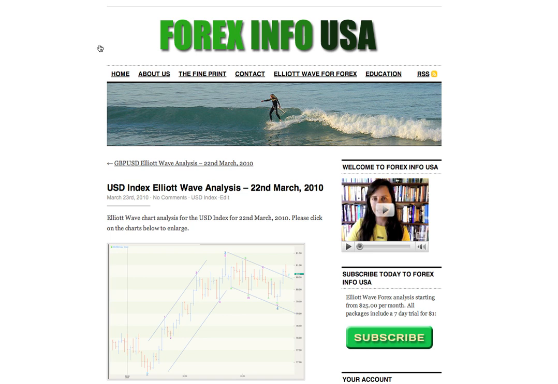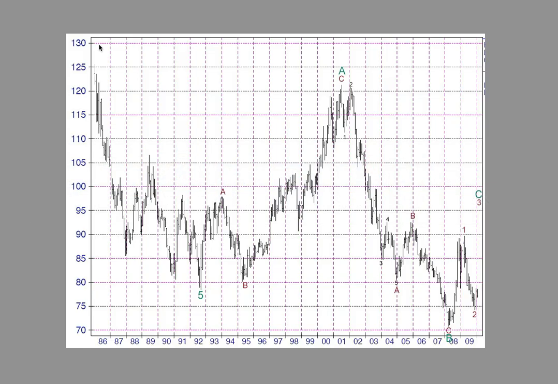I'm going to start this analysis as always with a look at the bigger picture with a chart going back to 1985. Let's have a look at some cycle degree waves. We had 5 waves down followed by 3 waves up, 3 waves down, and now we're working on 5 waves up. So this was the end of cycle degree wave 5, and that's followed by a correction. We have 1, 2, 3, 4, 5, followed by ABC.